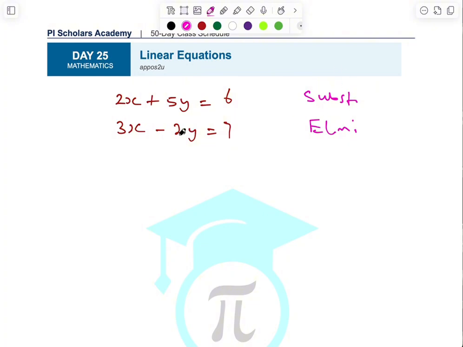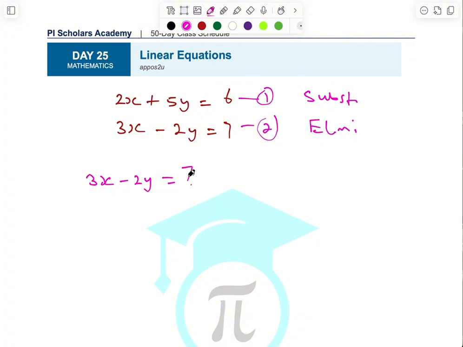So here, to use the substitution method, what exactly is it about? What you need to do is pick one of the equations. So let's say this is equation 1 and this is equation 2. For instance, I want to pick the second equation. So I'm picking equation 2: 3x minus 2y equals 7.